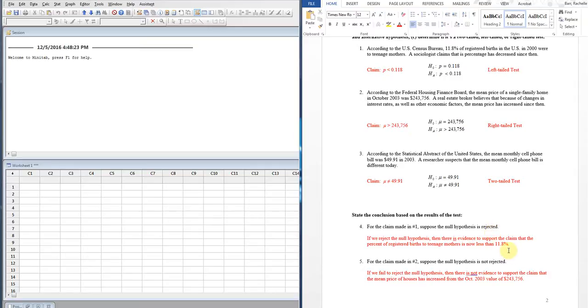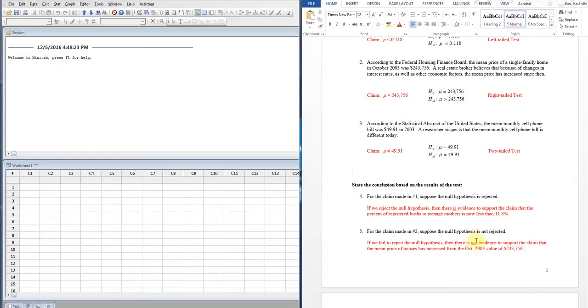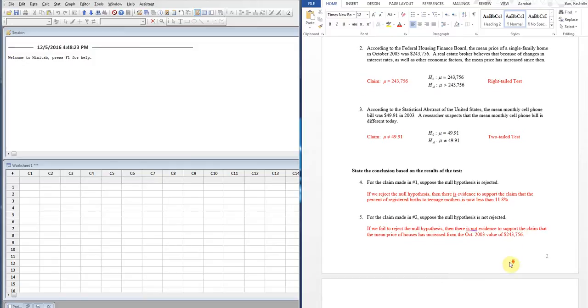So we would say then there is not evidence to support the claim the mean house prices have increased from the 2003 value of $243,753. I cannot read that number well. So, again, this is weird because it's not guilty. It's strange, but that's how we read it.